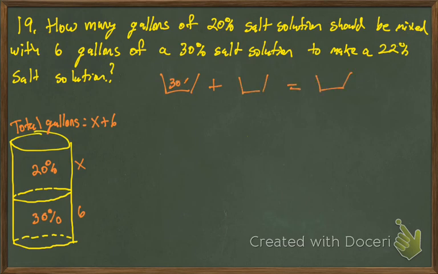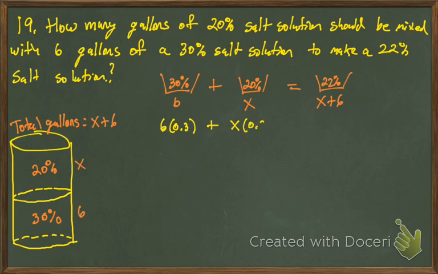Alright, so 30%, 6 gallons of it, 20%, an unknown amount of gallons, 22% is what we want to make, and we have x plus 6 gallons. Okay, and then we're just going to multiply straight down, and then we got our equation. Remember, you need to convert your percentages to decimals. I guess hypothetically we could get away with not doing that here, but it's better just to convert them.